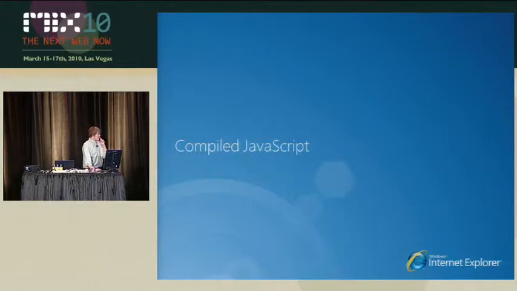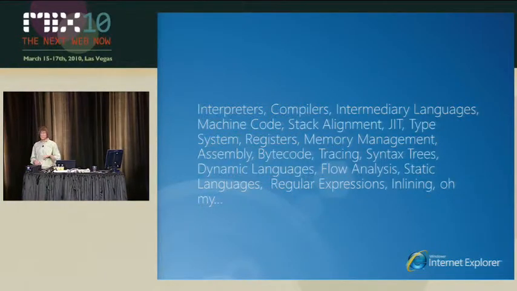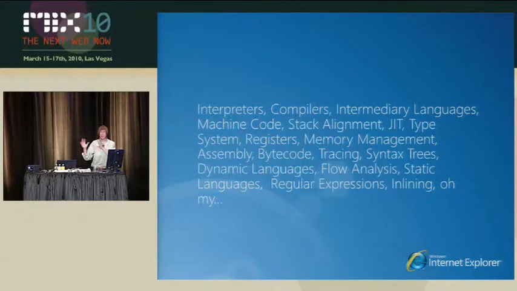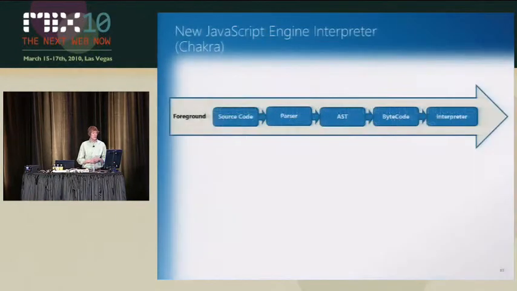The second large architectural change was, of course, for compiled JavaScript. Now, JavaScript runtimes are extremely complex systems. You'll hear lots of acronyms: interpreters, compilers, intermediary languages, JIT. I'm not going to go into that level of depth today. I'm going to give you a high-level overview of what we've done. With Internet Explorer 9, we've built a brand new JavaScript engine that has a brand new JavaScript interpreter.